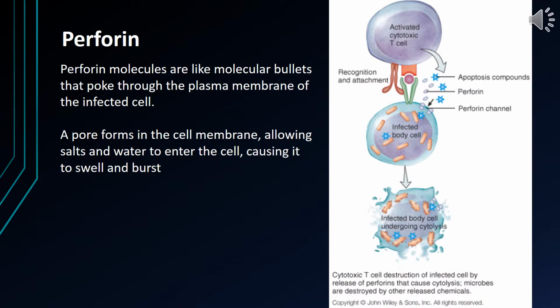So we have this activated cytotoxic T cell, which binds to the infected body cell by way of this antigen that it's been presented with. It then releases porphyrin, which makes a bunch of holes in the plasma membrane of this cell, which then causes it to swell and burst, and it kills the cell.